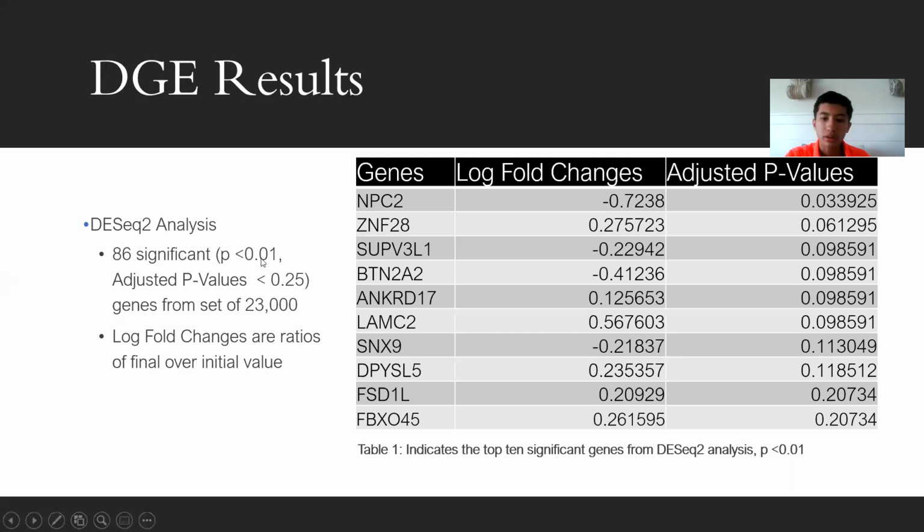And on the right here are the top 10 significant genes from my DESeq2 analysis, with notably a negative log fold change indicating downregulation and a positive one indicating upregulation. Getting these 86 genes is really important because I need to put them into my other models in order for the information to be accurate. If I used all 23,000, then there would have been too much noise in all of my models.